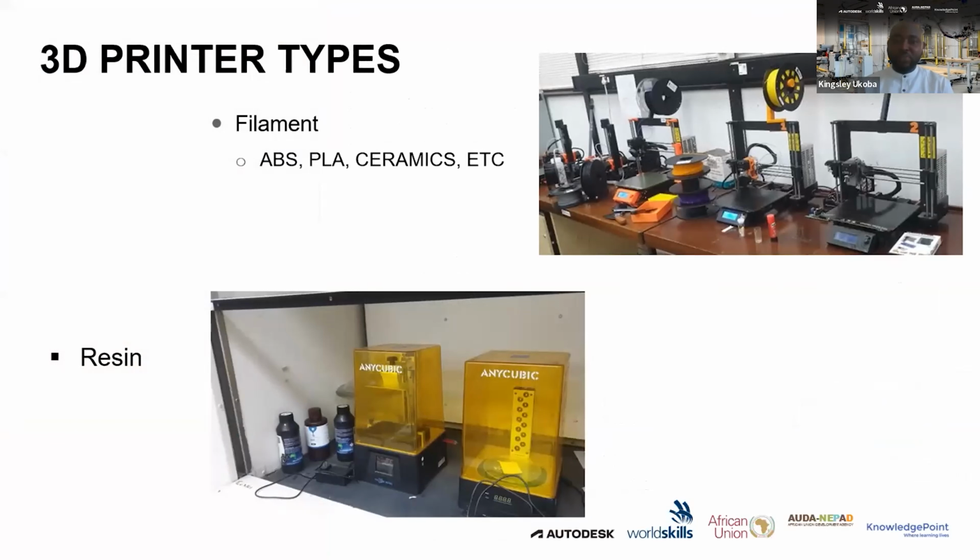Now, for the 3D printer type, for the filament, it's just like a strand. You have ABS, PLA, ceramics, concrete, metals of different types, polymers, and the research and development on different filaments is still ongoing. So the list for now is still open for more things to be produced. And then you have the option of resin, as you see from my screen.